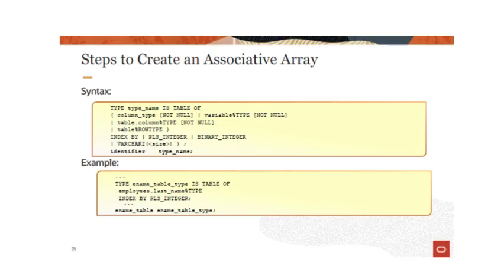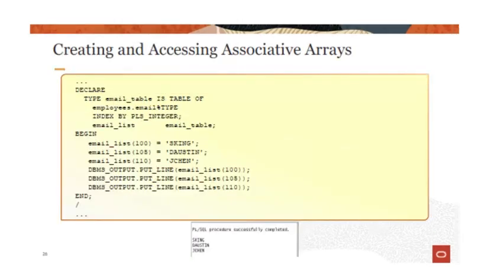Column_type is any scalar or composite data type such as VARCHAR2, DATE, NUMBER, or %TYPE. You can use the %TYPE attribute to provide the column data type. Identifier is the name of the identifier that represents an entire associative array. The example in the slide creates an associative array with the identifier email_list. In the executable section, the associative array is initialized with 3 elements at indexes 100, 105, and 110.